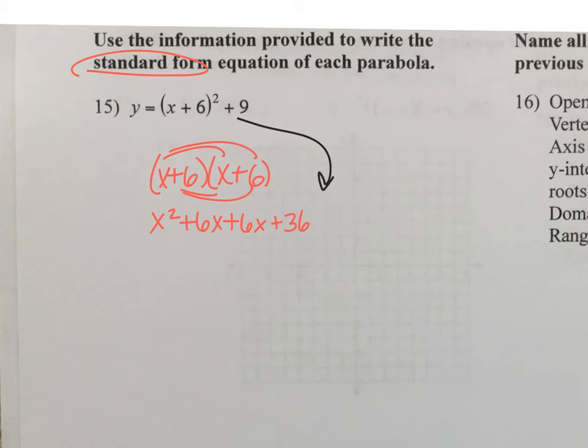I do need to bring down my plus 9. And now I'm just going to combine like terms. That means 6x plus 6x gives 12x here in the middle and 36 plus 9 at the end. So I've got y equals x squared plus 12x plus, let's see, what is that, 45.